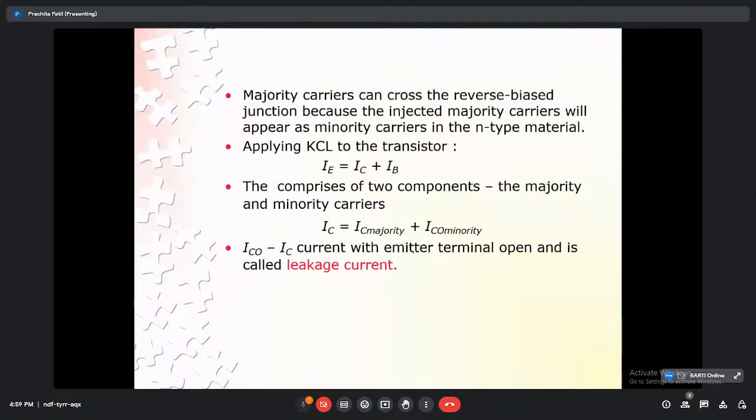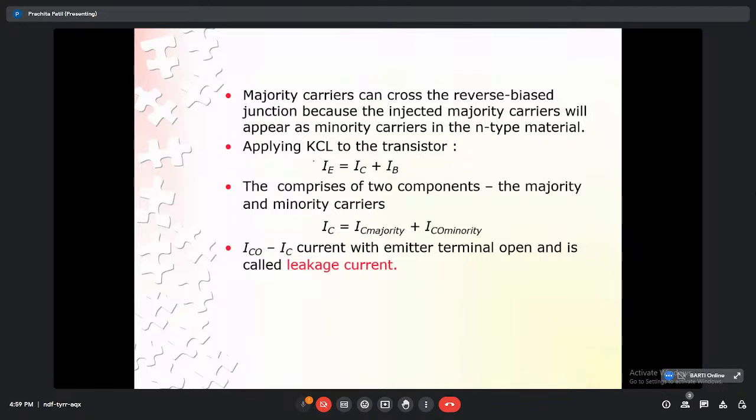So we can see that majority carriers can cross the reverse bias junction, because the injected majority carriers will appear in the N-type material as injected minority carriers. And again applying Kirchhoff's current law to the transistor.